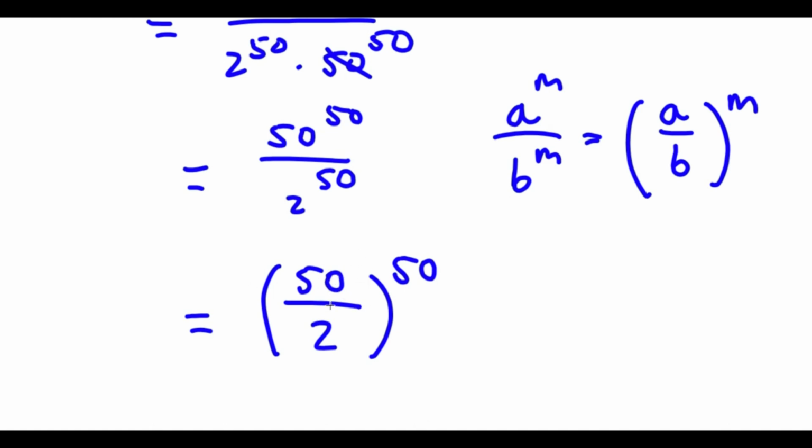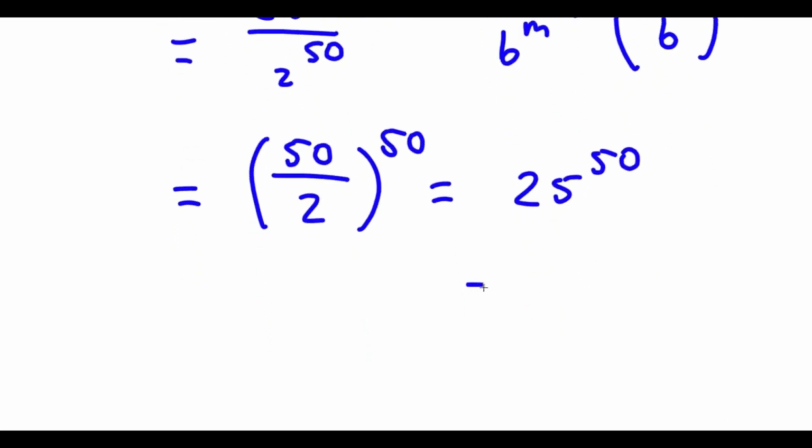So now 50 divided by 2, this is equal to 25. So now I have 25 to the power of 50. And 25, this is the same thing as 5 squared. So now I have 5 squared to the power of 50.